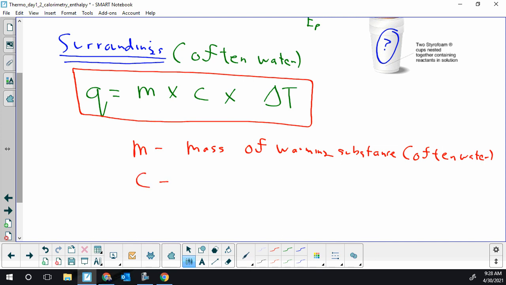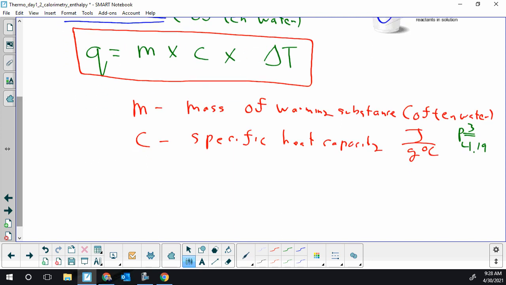C is going to be the specific heat capacity of whatever mass that the heat is going into. And we measure this in joules per gram of the material per degree Celsius of the material. Now on page 3 of the Chem 30 Alberta data booklet, you have all the values for materials that might get tested on exams. And for water, it's 4.19 joules per gram per degree Celsius. That's the value we'll use most of the time.